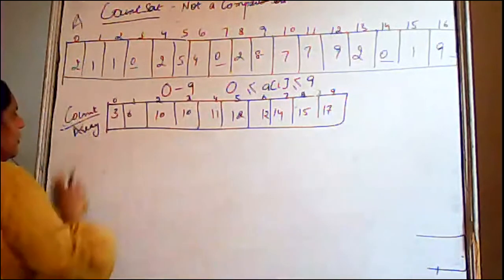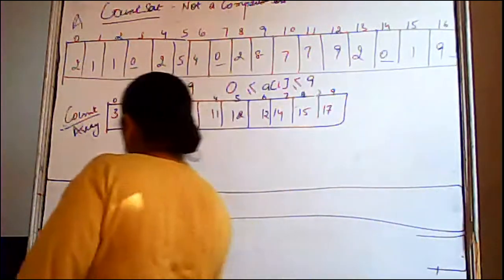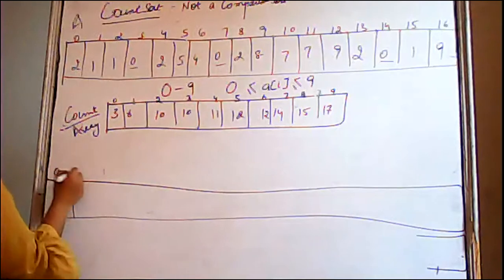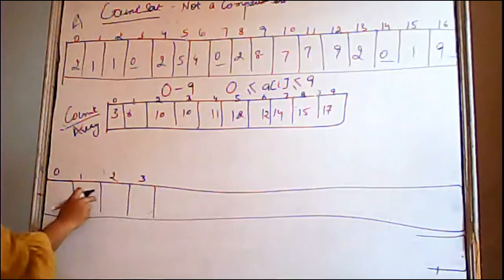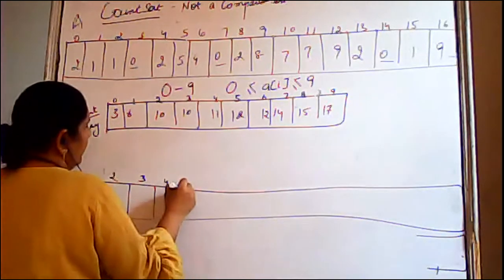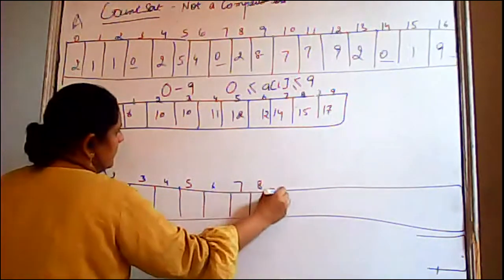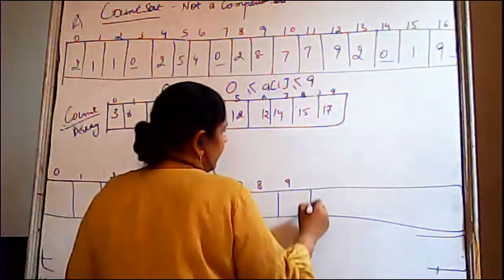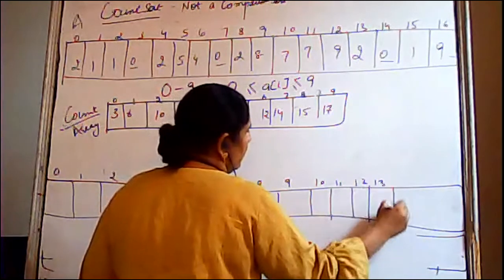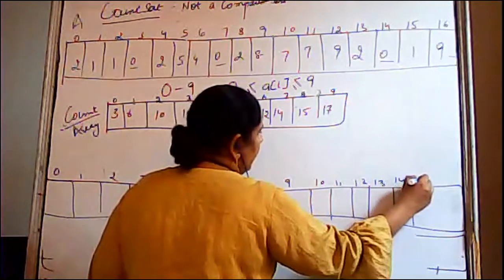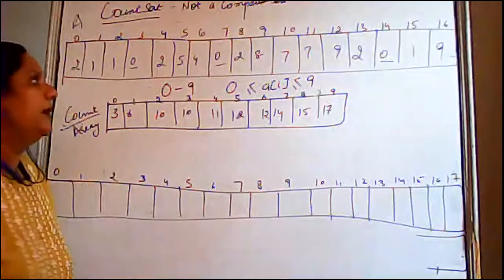Now how will they be sorted? Take one array, starting from 0, 1. This is a temporary array. After sorting, we will copy the content of this array to here. 4, 5, 6, 7, 8, 9, 10, 11, 12, 13, 14, 15, 16, and 17. Okay. Now how will sorting be done?